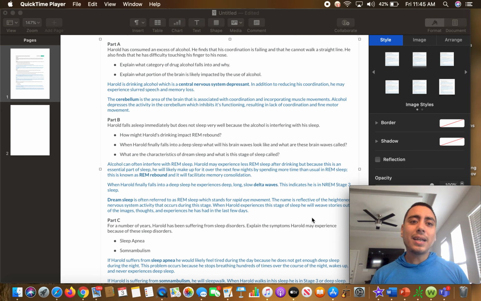Perfect. So moving on to the second component here, it says explain what portion of the brain is impacted. If you remember, we covered the cerebellum being the one that facilitates movement. It's in the back of the head. We did talk about it. I hope you remember this. If not, it's a great time to start reviewing. So this is the way to answer that portion. The cerebellum is the area of the brain that is associated with coordination and incorporating muscle movement. Alcohol depresses the activity in the cerebellum, which inhibits its functioning, resulting in the lack of coordination and fine motor movement. So we simply define what a cerebellum is, and we explain how it relates to what is going on with Harold.